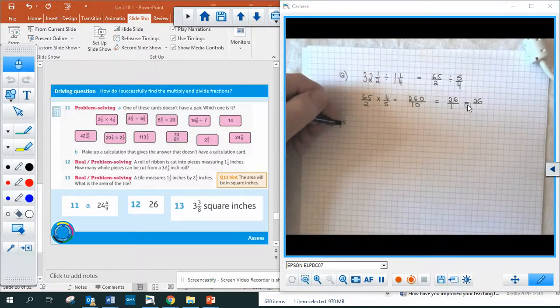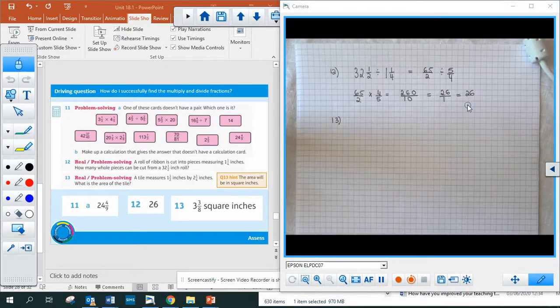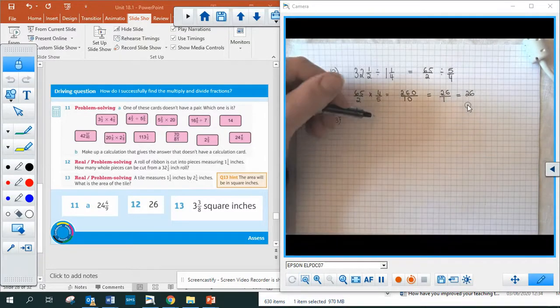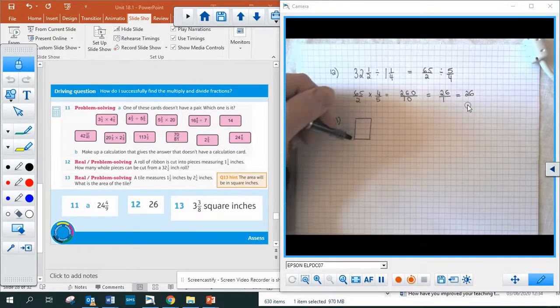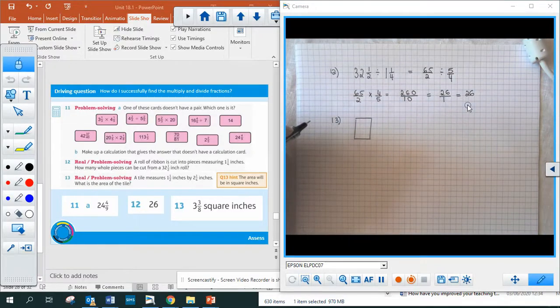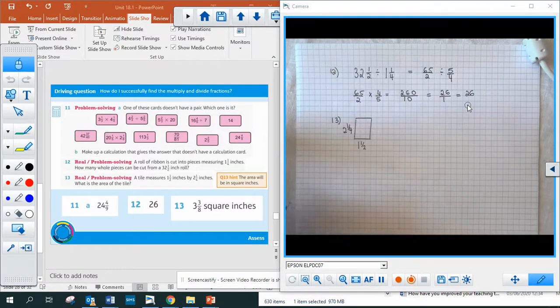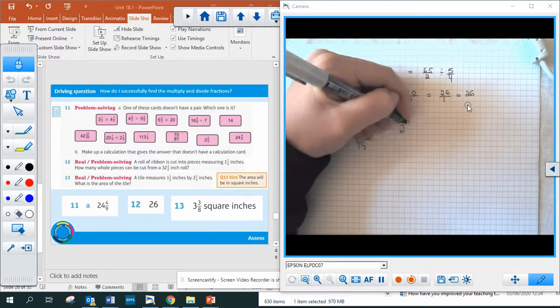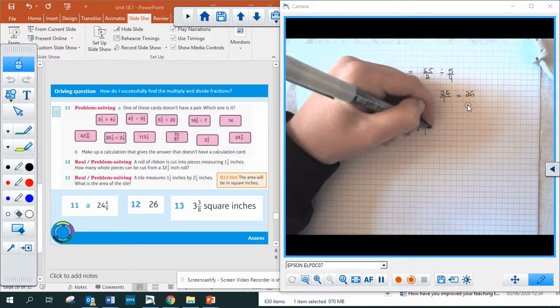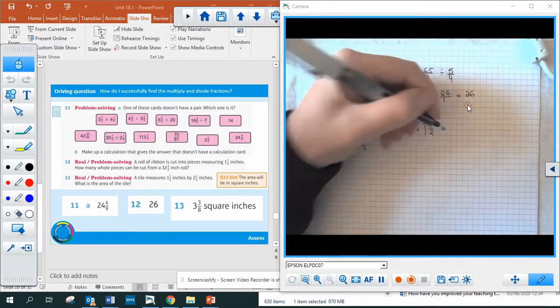Question 13. We have a tile measuring 1.5 inches by 2.25 inches. What is the area of the tile? Okay, so if you imagine a tile, say that's our tile, we've got 1.5 inches by 2.25 inches. And they want to know the area. When we find the area of a rectangle, we just need to multiply the two side lengths together. So what we should have been doing is 2.25 multiplied by 1.5, or the other way around. If you wrote it the other way around, that's absolutely fine.